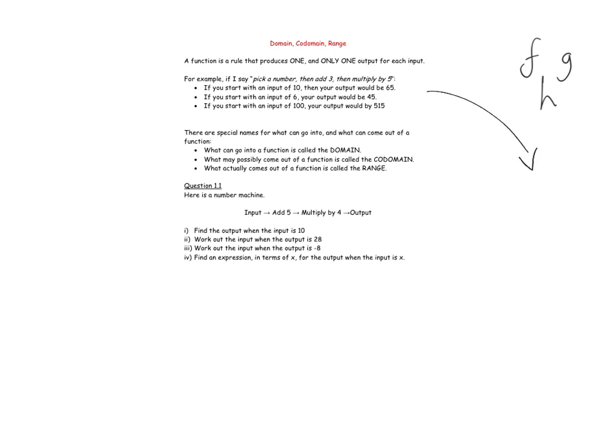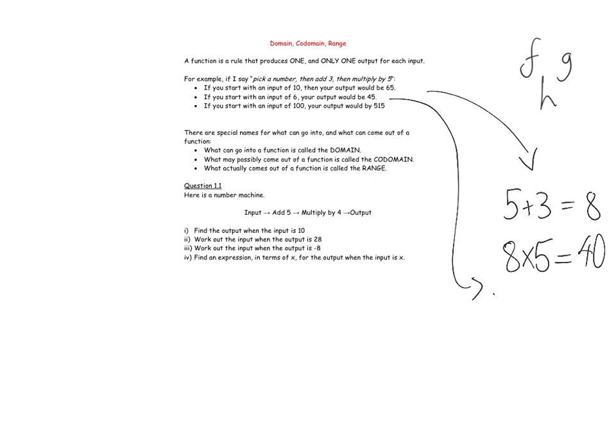So I'm just going to do another one over here. If we start with the input of 5, and then we add 3, so 5 plus 3, that's going to give us 8. And then if we go 8 times 5, that's going to give us an answer of 40. Again, just to show you another example, if I choose the number 3, I add 3 to that, that's going to give us 6, and then we have 6 times 5, which will give us the answer of 30.